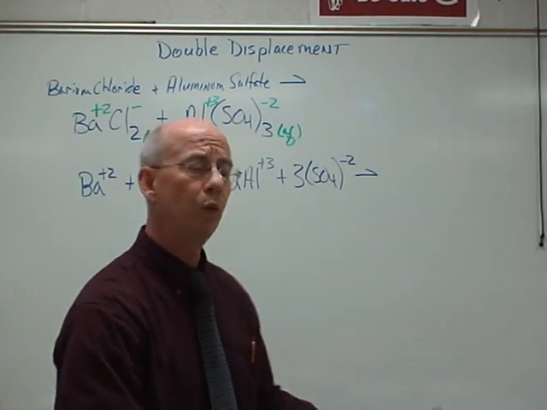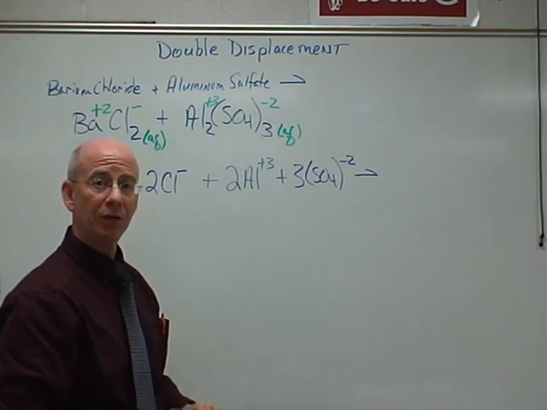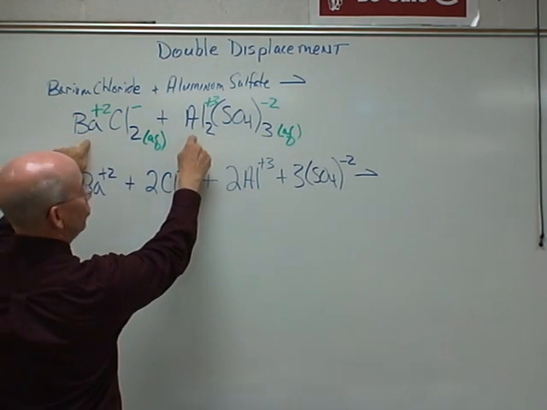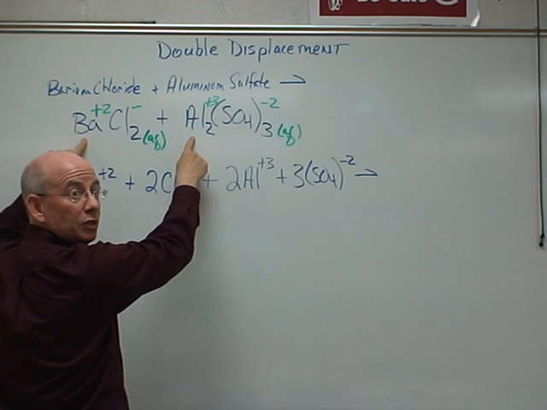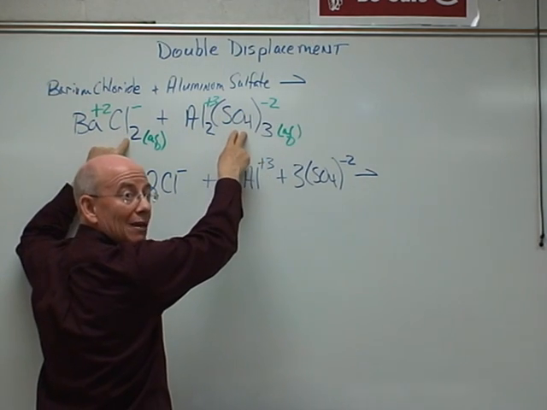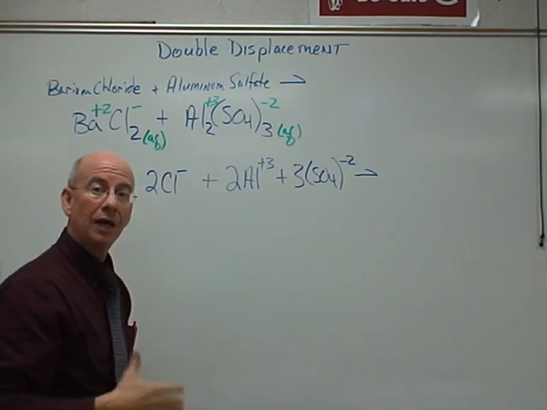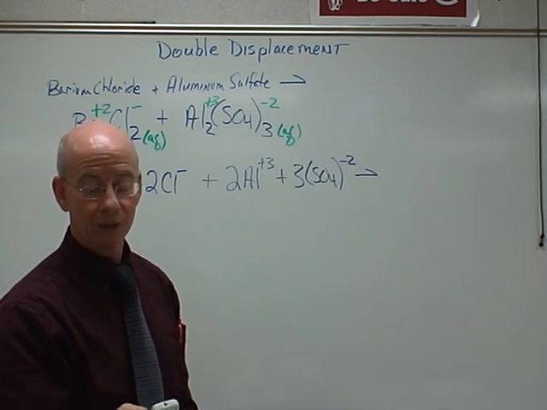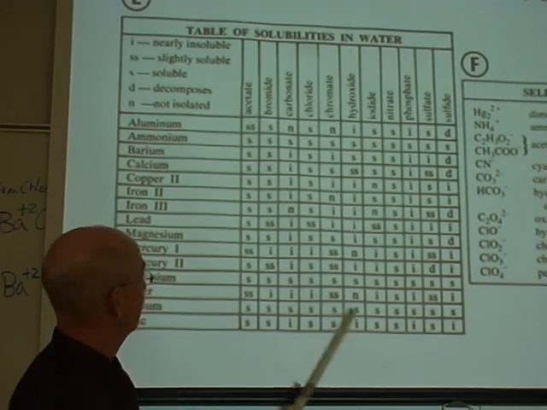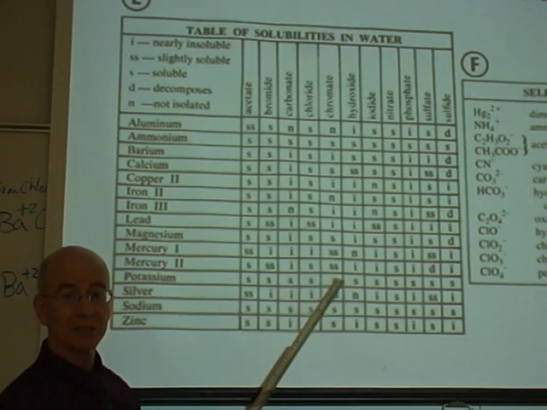Now we have to determine, will a double displacement occur? Will these 2 metal cations switch places? Will the 2 non-metal anions switch places? And there's a way we can know that. And again, we need a chart. This is a chart of solubility. So we want to look at all the possibilities we have.